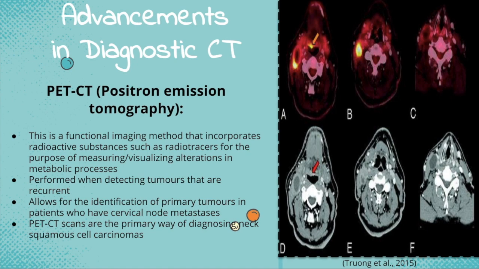When compared to CT and MRI, CT and MRI both provide information about the extent of the primary tumor. However, PET-CTs are more advanced as they play a significant role in characterizing local, regional, and distant disease, which cannot be done by CT and MRI. And this image is showing neck squamous cell cancers, which are diagnosed by conducting a PET-CT scan.